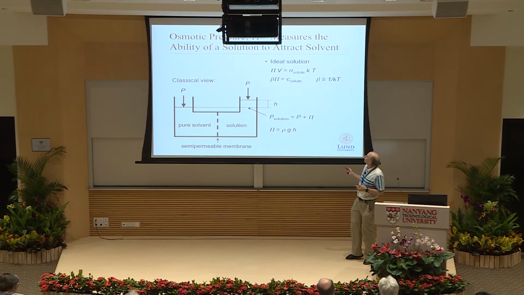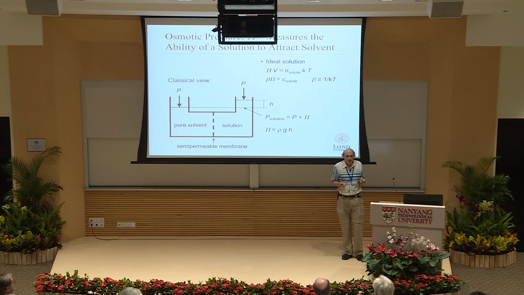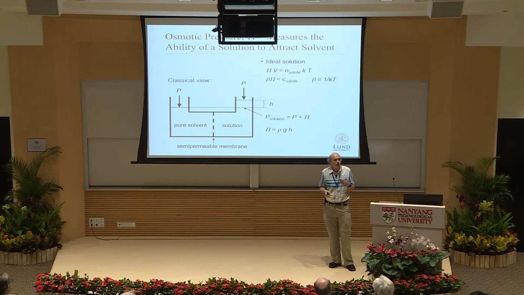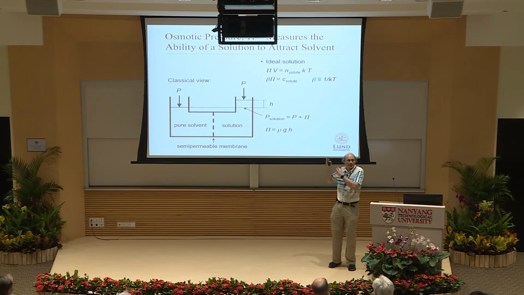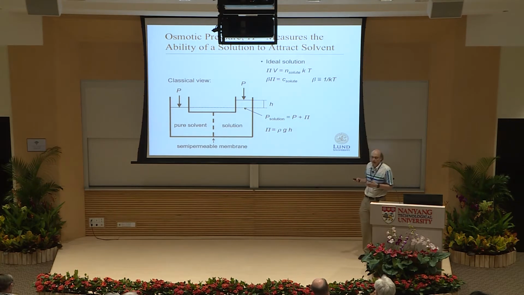And if you have an ideal solution, then the equation of state has exactly the same form as an ideal gas. And although the osmotic pressure is actually a chemical potential of the solvent, we can calculate the osmotic pressure as the pressure of the solute, in this case as an ideal gas, but also if there are interactions between the solute particles. So that is how we will be looking at osmotic pressure. And as it says, the osmotic pressure is a measure of the ability of a solution to attract the solvent. And when is that important?